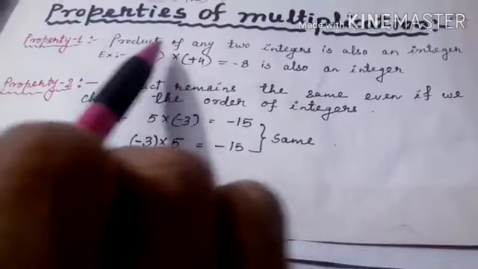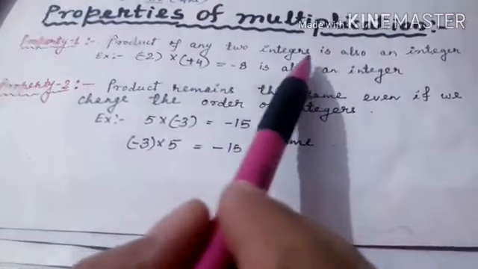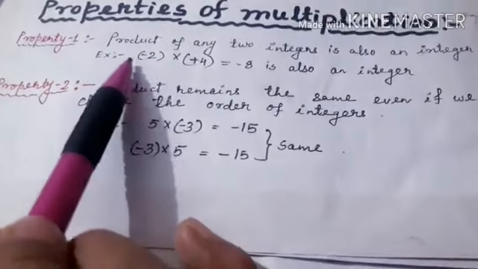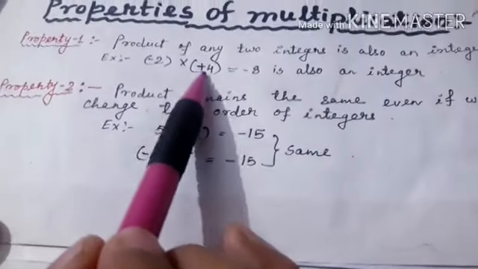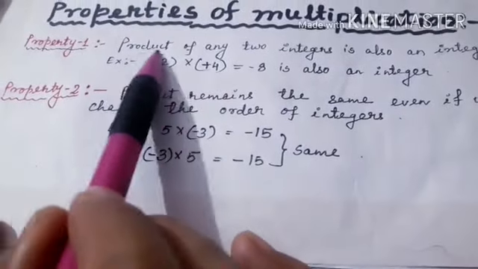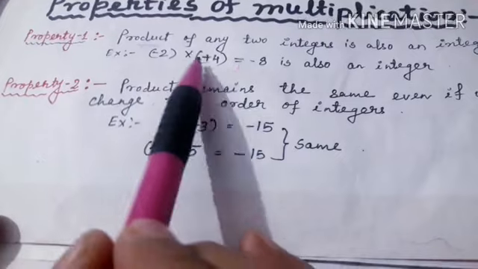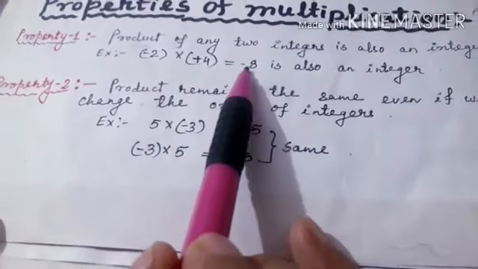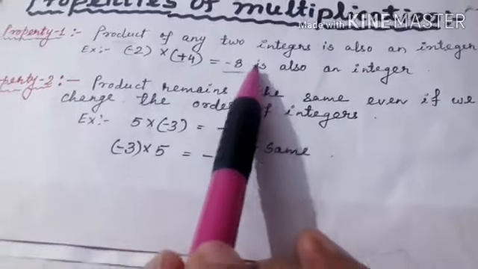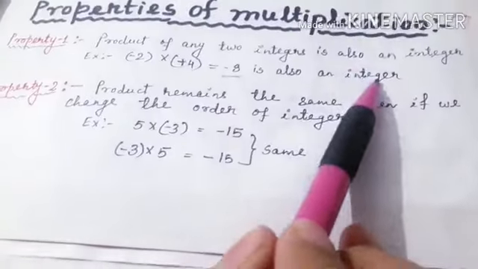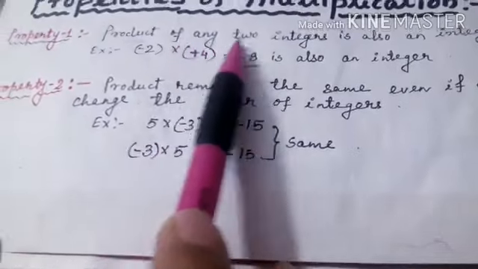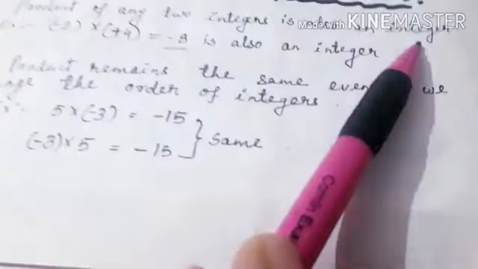Now we will discuss the properties of multiplication of integers. Property 1. The product of any two integers is also an integer. Okay, suppose we take minus 2 and plus 4. Two integers I have taken here. Then product means, you know, multiplication. When we multiply both, what will we get? Minus 8, which is an integer or not? Yes, minus 8 is also an integer. That's why property 1 says the product of any two integers is also an integer.